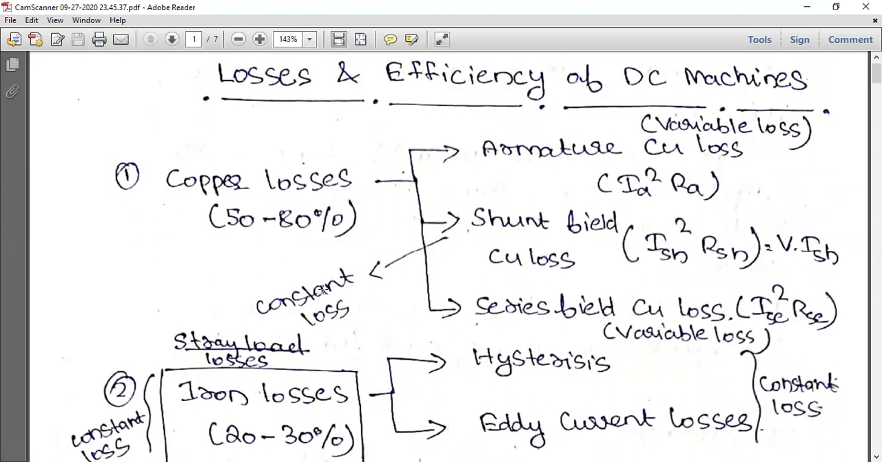Then we have the series field copper loss, which is ISC square into RSC, that is, series field current into series field resistance. You know that series field current and armature current are the same in a series connected generator or motor, that's why it's a variable loss. So the variable losses in a DC machine are armature copper loss and series field copper loss, and they account for 50 to 80% of the total losses. And shunt field copper loss is a constant loss because shunt current is constant.